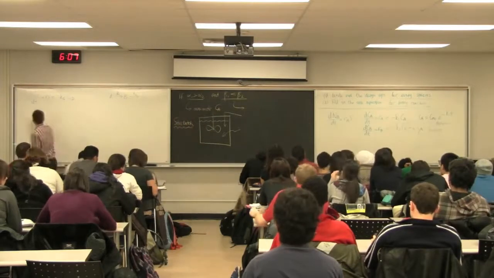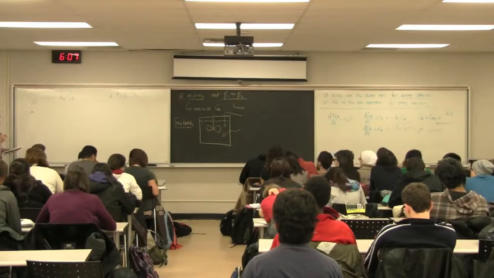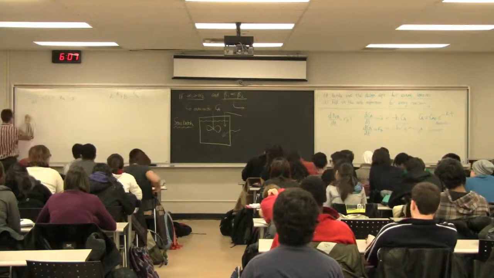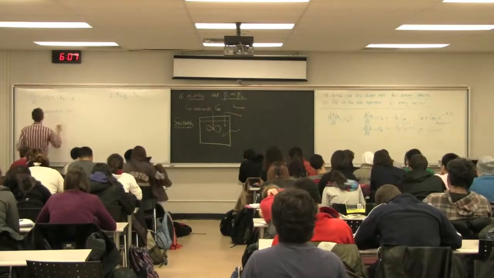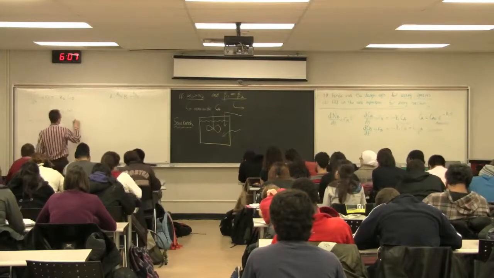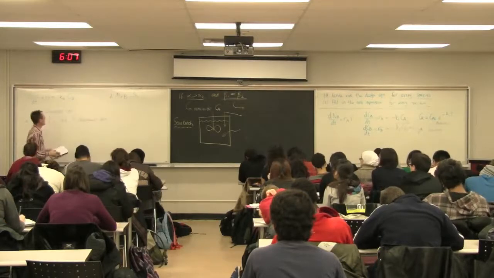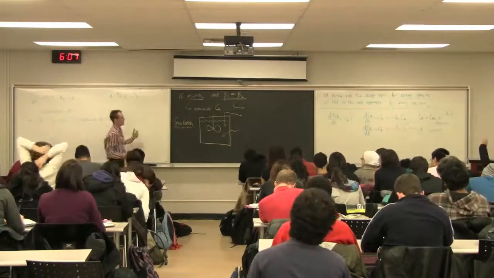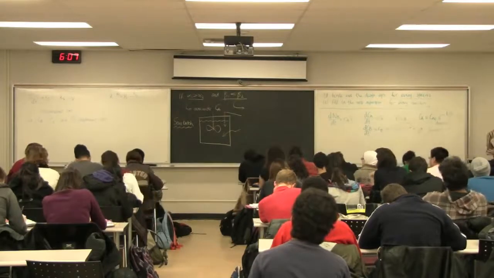So first, let me ask, what's my independent and what's my dependent variable? Independent is time. T is my independent variable. My three dependent variables are CA, CB, and CC. We also said in the previous class that when we've got three ODEs, dCA by dt, dCB by dt, and dCC by dt, we need to express them all on the right-hand side in terms of those three concentrations.